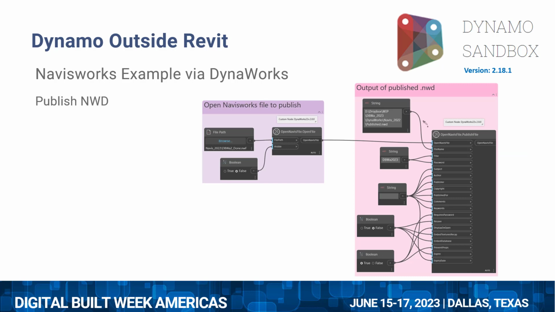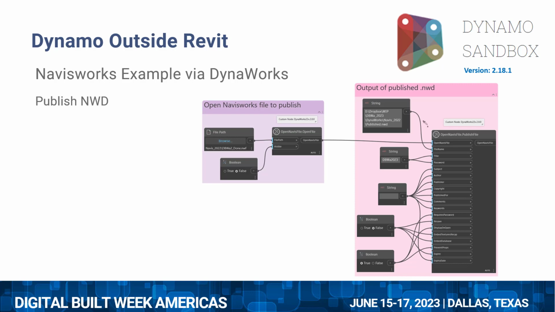The last one is publishing an NWD. So an NWD is kind of like a 3D PDF for the Navisworks world. It's a model that you can open, that you can't change, and it's why they created Navisworks Freedom, which is a free viewer. So anyone can go download Navisworks Freedom, open an NWD, and take a look at that. So again, an NWD is a version of a 3D file you can't edit.